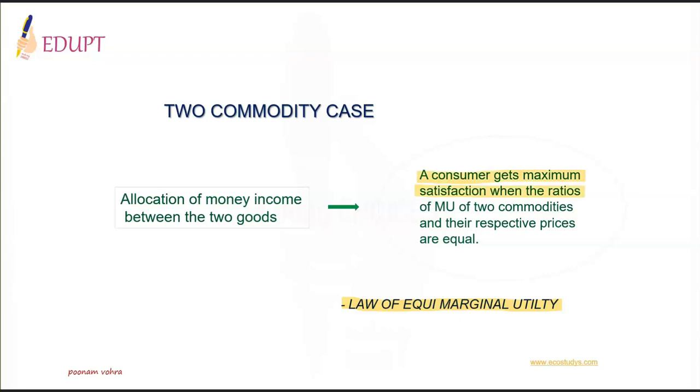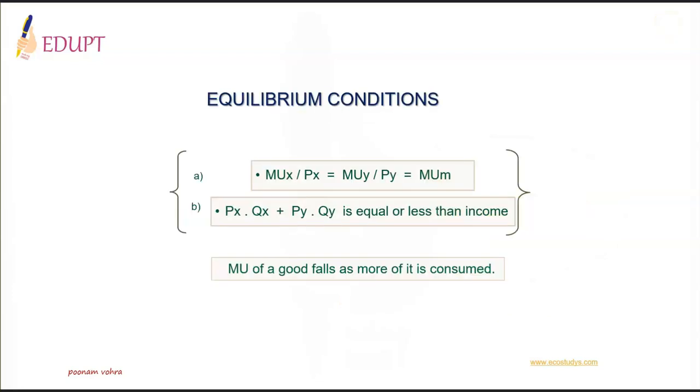According to this law, a consumer gets maximum satisfaction when the ratios of marginal utility of two commodities and their respective prices are equal. On this basis, the equilibrium conditions are: 1. Ratio of marginal utility to price of X is same as the ratio of marginal utility to price of Y, is same as marginal utility of money. And marginal utility of both commodities must be decreasing.